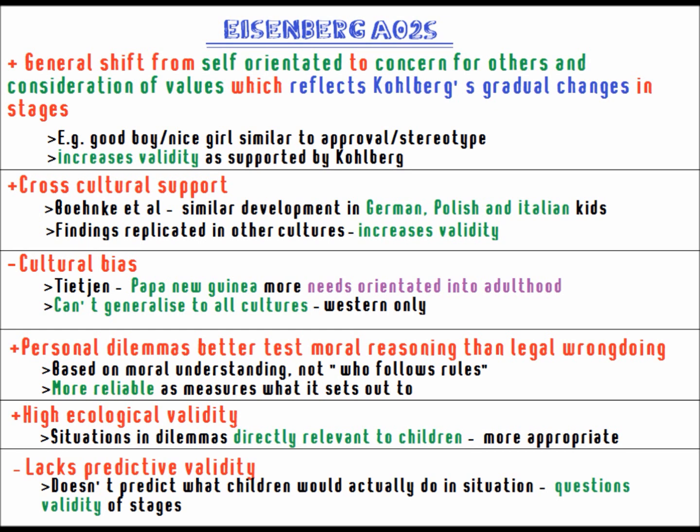Eisenberg has high ecological validity as she uses situations in dilemmas which are directly relevant to children, such as a birthday party, therefore they're more appropriate. However, it lacks predictive validity as it doesn't predict what children would actually do in that situation, which questions the validity of the stages.